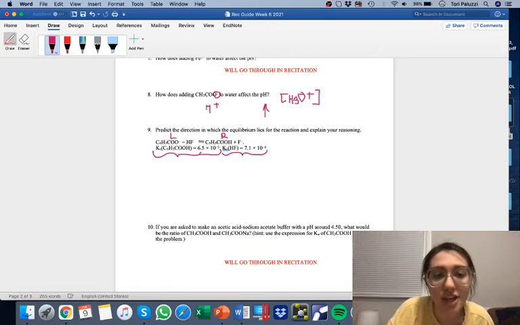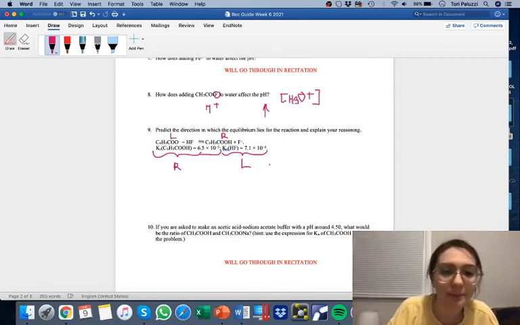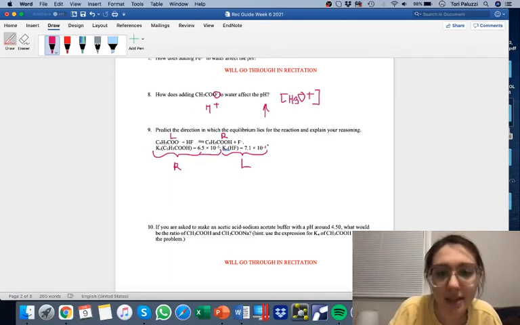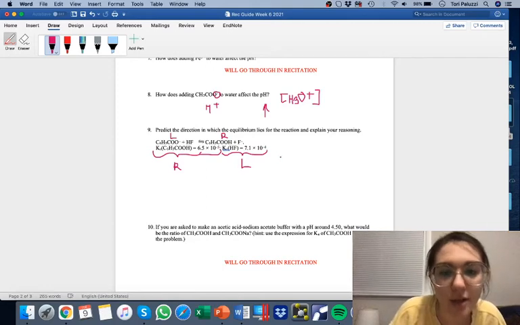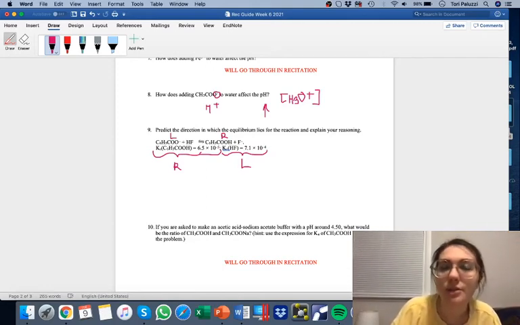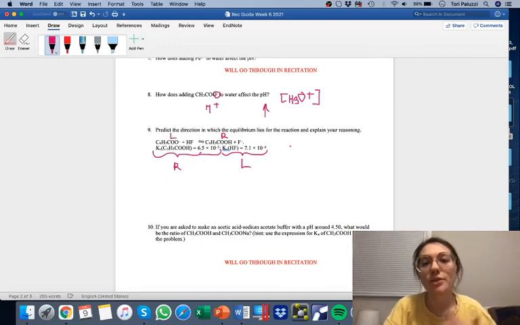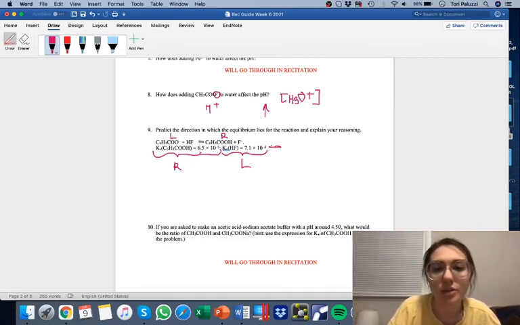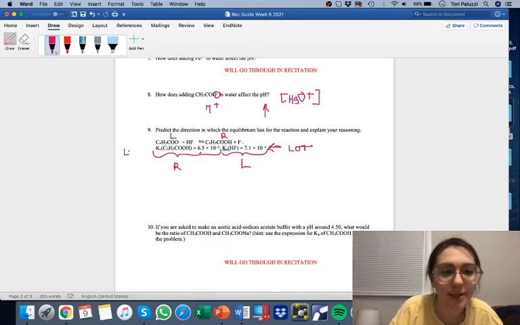And I can see here that HF, this number is going to be associated with our left, and our acetate is going to be associated with the right. So we're just comparing these, and we've now aligned them with each side of our equation. And now I'm going to say, okay, 7.1 times 10 to the negative 4 is greater than 6.5 times 10 to the negative 5. What we know about Ka values is the larger the Ka value, the more it's going to dissociate. So this one is going to dissociate a lot, and the one that's smaller is going to dissociate less.